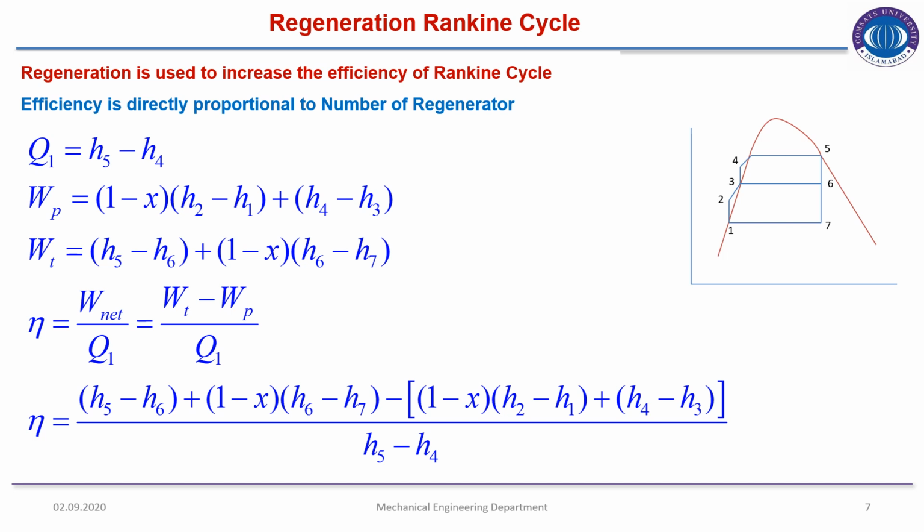So here we have two pumps. We have already calculated the turbine work. The turbine is a work producing device, so it has a positive sign, and the pumps are work consuming devices that have a negative sign, and Q1 is the heat supplied. So we will insert all these values into the relation of efficiency, and we can calculate the efficiency of a Rankine cycle when the process of regeneration is attached.